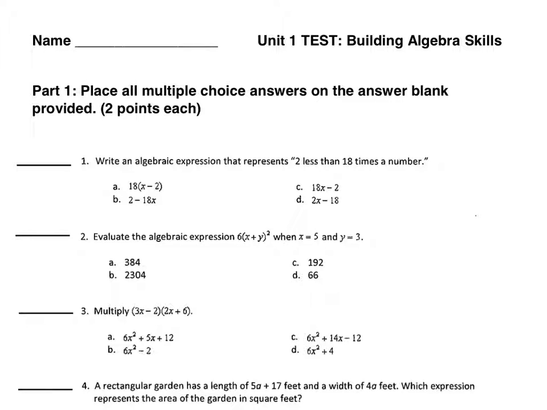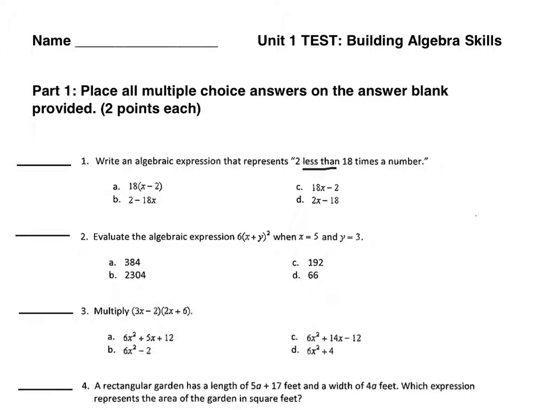Okay, so let's go over these Unit 1 test problems. If you happen to get the first page all correct, feel free, since you're comfortable with those concepts, to just scroll through and fast forward to the ones you got wrong. But number 1 says to write an algebraic expression that represents 2 less than 18 times a number.